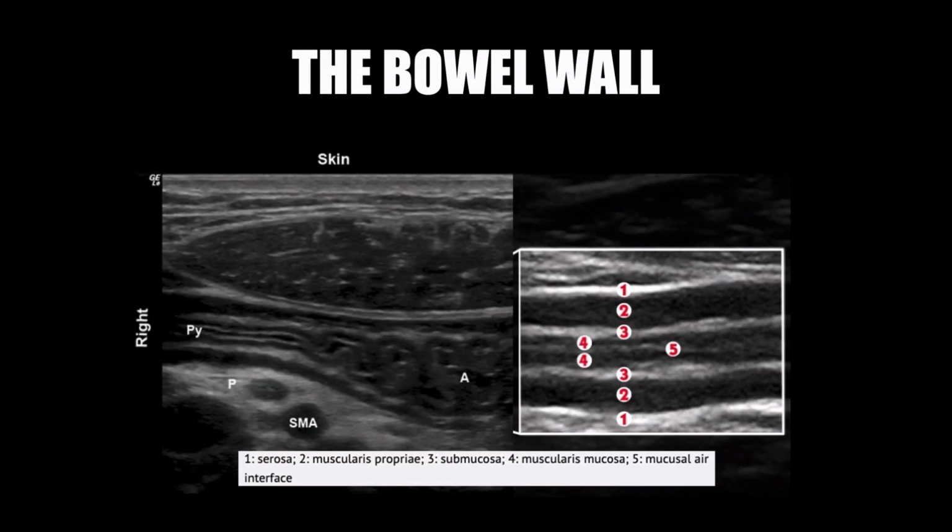The bowel wall is constructed of 5 different sonographic layers. Those include the outer hyperechoic serosa, followed by the hypoechoic muscularis propria, the hyperechoic submucosa, the hypoechoic muscularis mucosa, and the hyperechoic mucosal air interface.